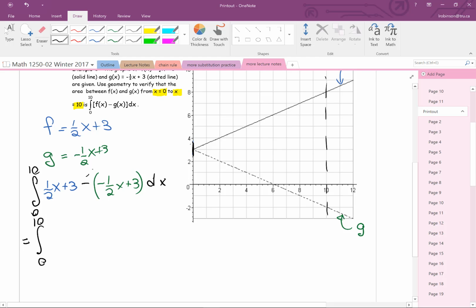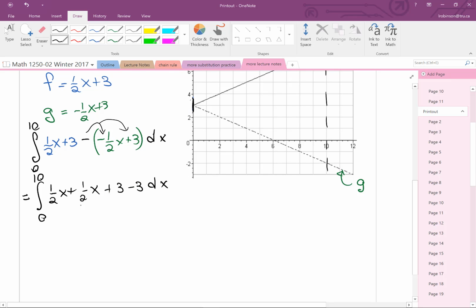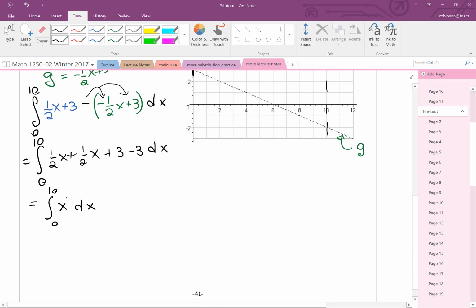So you distribute this minus sign and you get 1/2 x plus 1/2 x plus 3 minus 3 dx. So 1/2 x plus 1/2 x, of course, is just x. Well, I told you the integrals get easier. Usually they don't get quite that easy. So the integral of x dx, we just use the backwards power rule, so this is just 1/2 x squared, taken from 0 to 10, equals 1/2 10 squared minus 1/2 0 squared, which is just equal to 50.